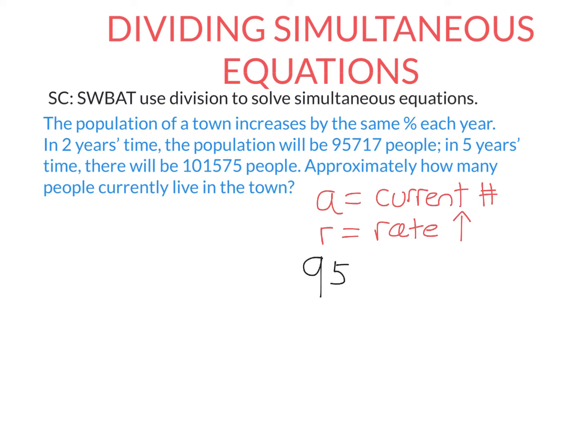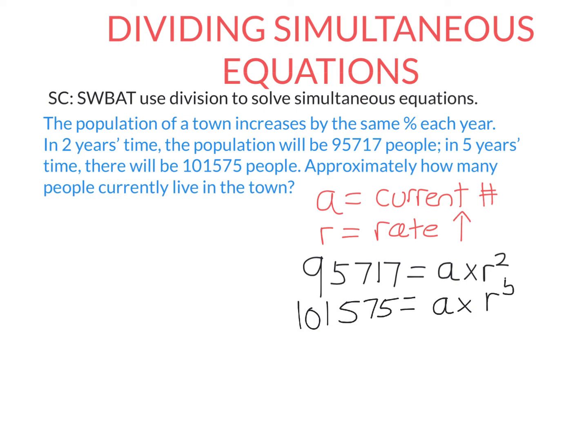So this is the population, 95,717, after 2 years. So the population after 2 years is A times rate times rate. Of course, I could just write that a lot simpler as A times R squared. Population after 2 years is however many are in the town times the rate squared. It's a 2 here because it's after 2 years. So similarly, the population of 101,575 is equal to the number in the town currently times R to the power of 5.